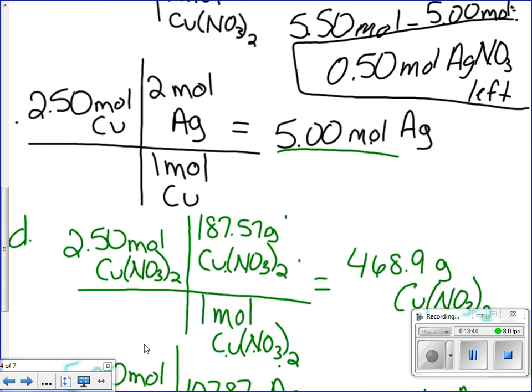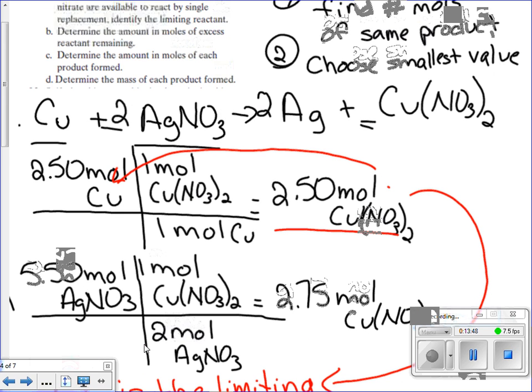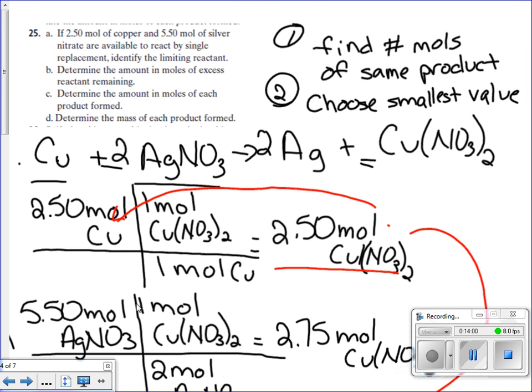And this is something that you would actually do for lab. You could figure out, if I give you 10 grams of copper and 15 grams of silver nitrate, how many grams of silver can you make? How many grams of copper 2 nitrate can you make? So this is the whole reason why we do this type of problems, and why stoichiometry is so important in chemistry, is because we use it in lab on a very regular basis. You will be using it in lab as well. All right, let's do another one.